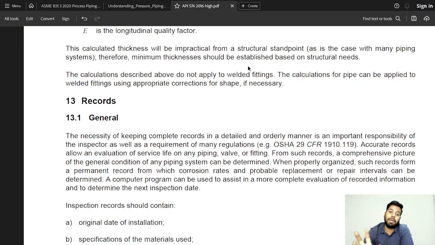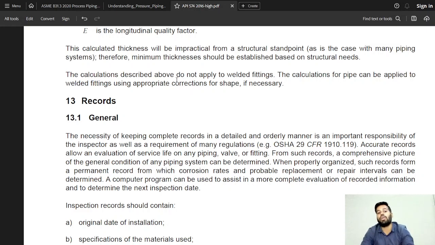So this is the pressure reading. If you require the valve to be checked as per structural considerations also, then some additional calculation needs to be done. For piping, stress analysis needs to be done. The calculation described above does not apply to welded fittings. The calculation for the pipe can be applied to welded fittings using appropriate correction for the shape if necessary.